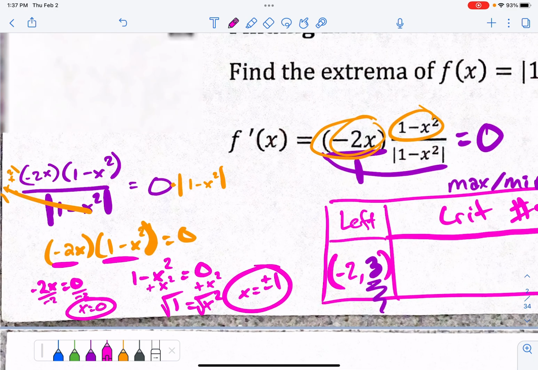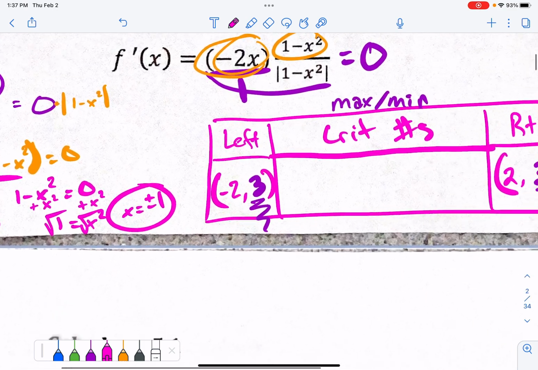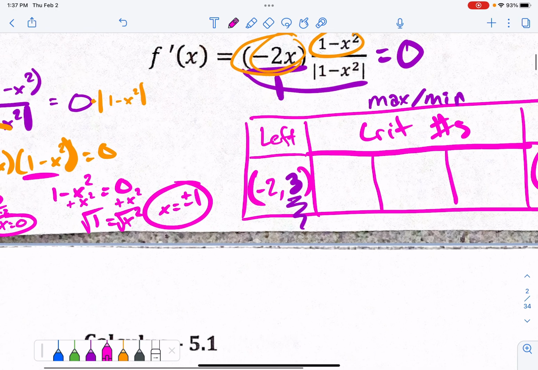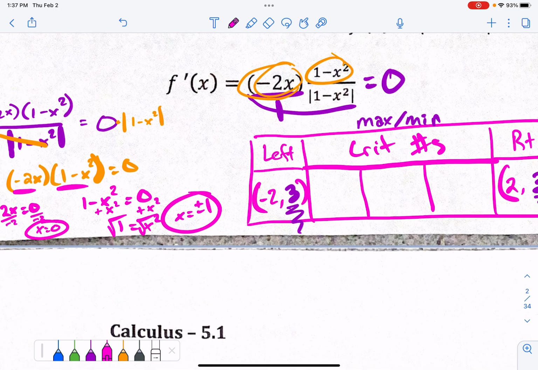So how many critical numbers do I have in the middle? 3. I don't have enough room for 3. Holy crap, 3 critical numbers. All right, which one comes first? If you put your critical numbers in order: -1, comma something. Then 0, comma something. Then 1, comma something.